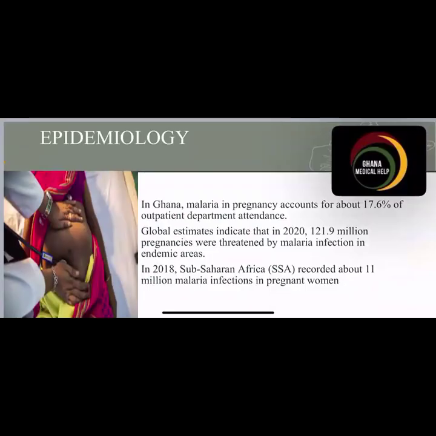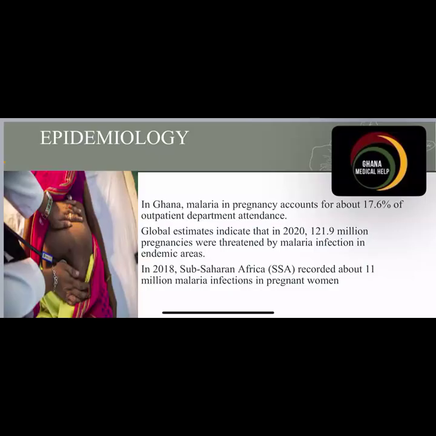And I also was saying that in Ghana, malaria in pregnancy accounts for about 17.6% of outpatient department attendance. This is from the snippet of the work that was done in the Ejuse Government Hospital. So if you're having 17.6% of the OPD cases being pregnant women out of the 41%, that's a lot of cases that you are dealing with for pregnant women.